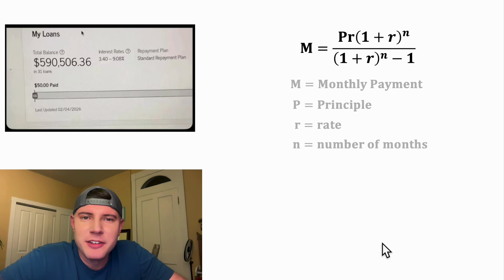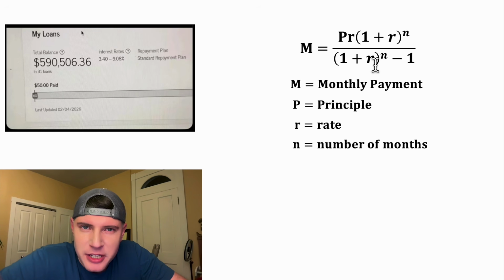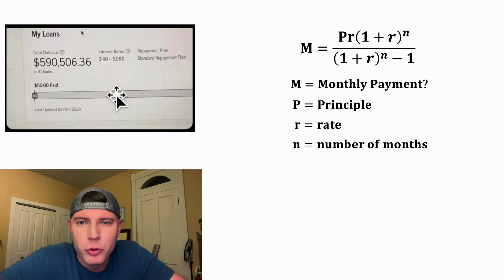This is the formula to find the monthly payments. M is equal to the monthly payment. P is the principal, which is the initial or the current amount of your loan. These R's are going to be equal to the monthly interest rate, and N is equal to the number of months. So for the monthly payment, that's what we're trying to solve. Let's put a little question mark. And then for the principal, that's going to be the total loan amount.